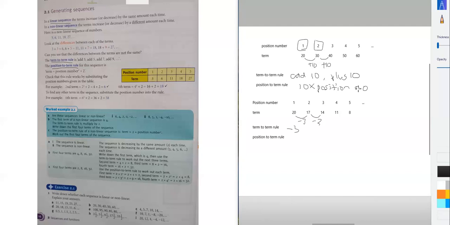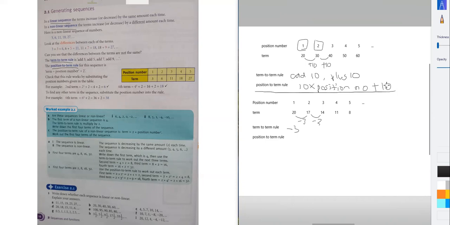But then after that, you need to judge whether this is the sequence, this is the answer or not, by putting 1 inside, replacing position number with 1. So 10 times 1. Then you notice that you only have 10, but our answer is 20. That means you are short of another 10, so you need to plus another 10 to make the answer complete. Then this is the complete answer. Position to term rule is 10 multiply position number plus 10.